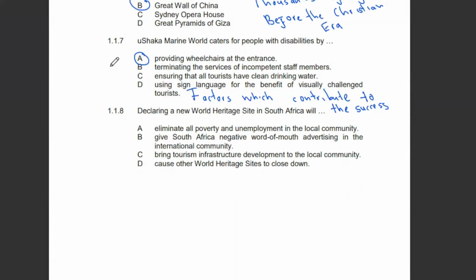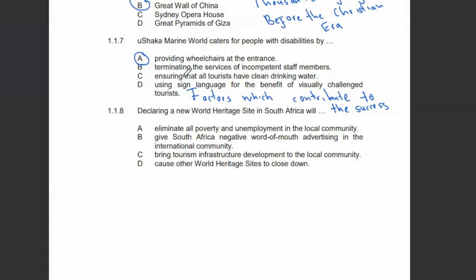All right, let's eliminate the wrong answers there. Terminating the services of incompetent staff members. That's actually not part of the factor whereby the needs of people with disabilities are catered for. That is actually a different factor, which is sustainable and responsible management plans, or you can say efficient or ethical behavior of staff members.